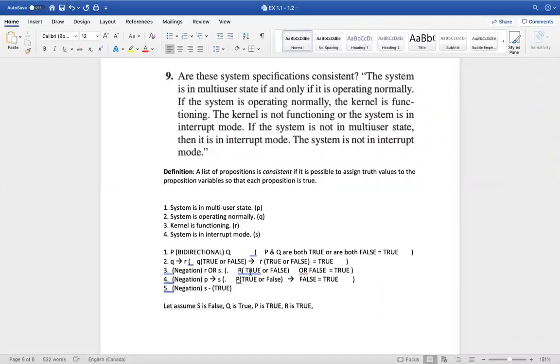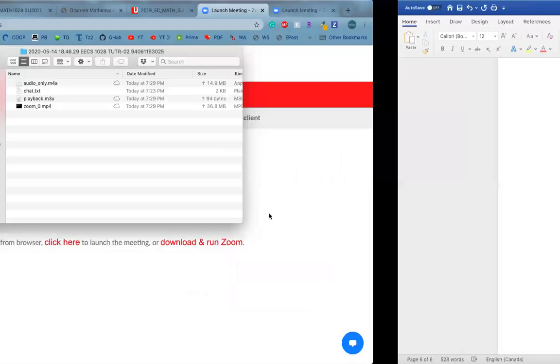Okay. So now here we said R is true, right? So we take R true or false. So true or false is actually true. So therefore it's true. Now P we assume is true. P true, R false: true implies false equals false, but with the OR it is true as well. And the negation of S is equal to true as well. So under these assumptions, only then we will say that the system specification is consistent.